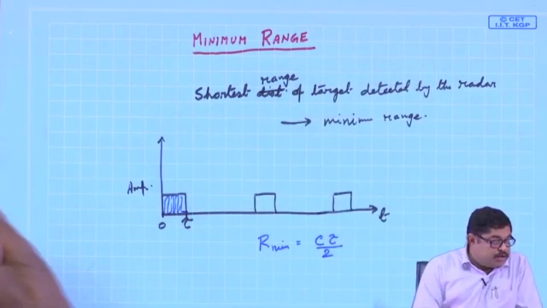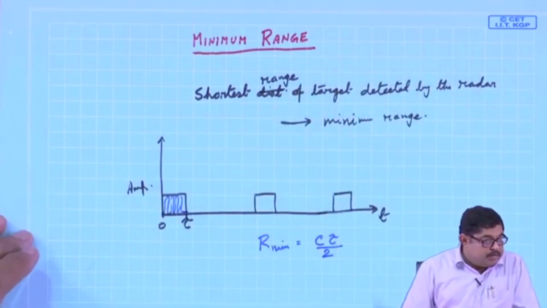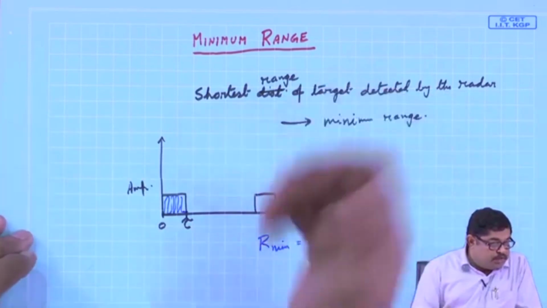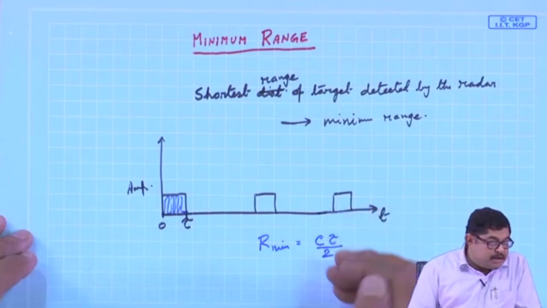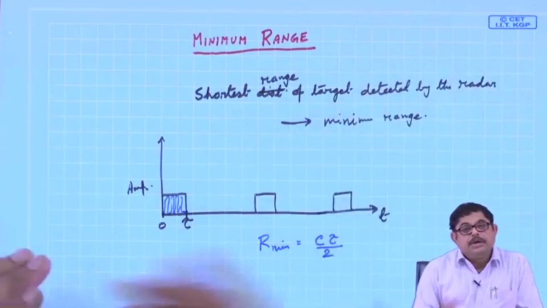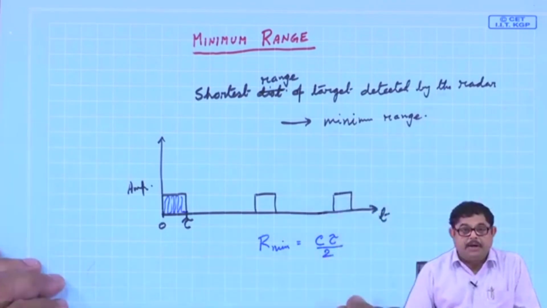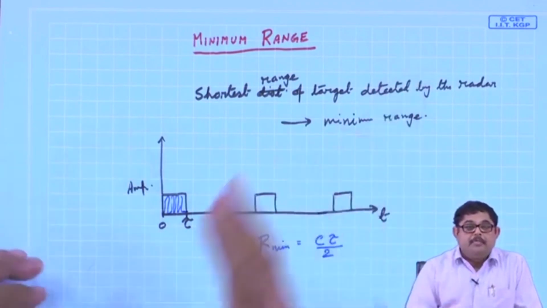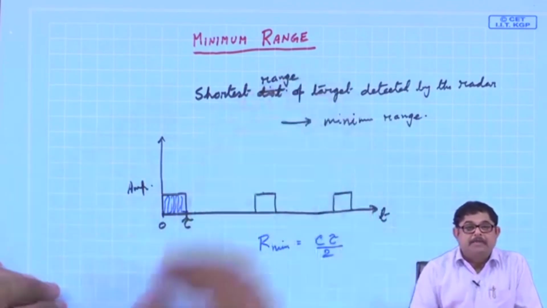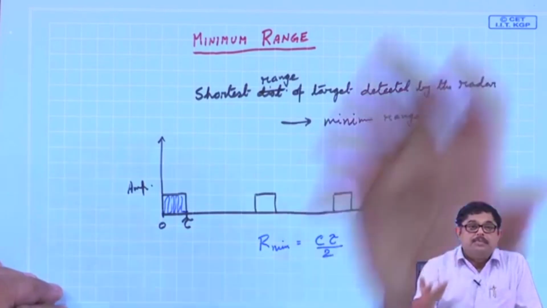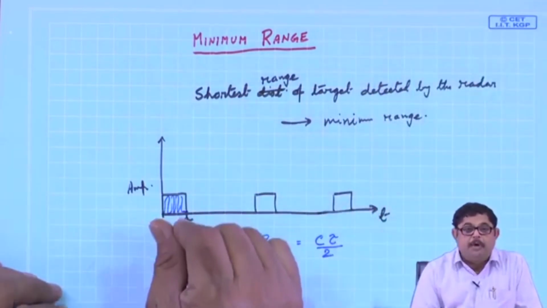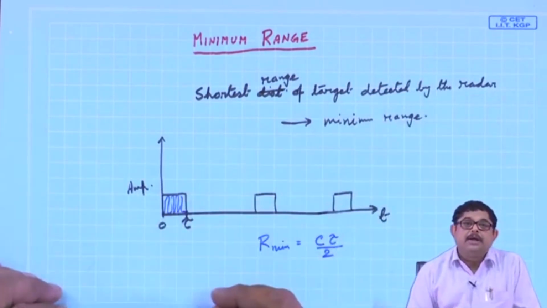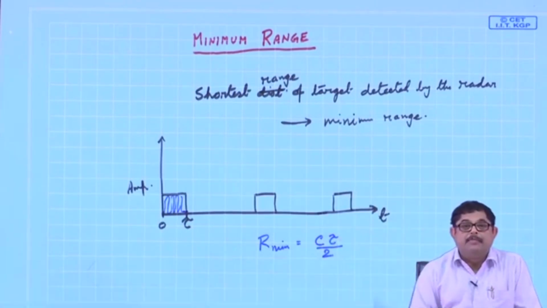Now, to reduce this minimum range, someone may say that you should make tau very small. But if you make tau very small, there is one more consequence: the average power that you are sending goes down. So, if tau is small, the power of the echo signal will also be small, and it will create problems for the receiver.